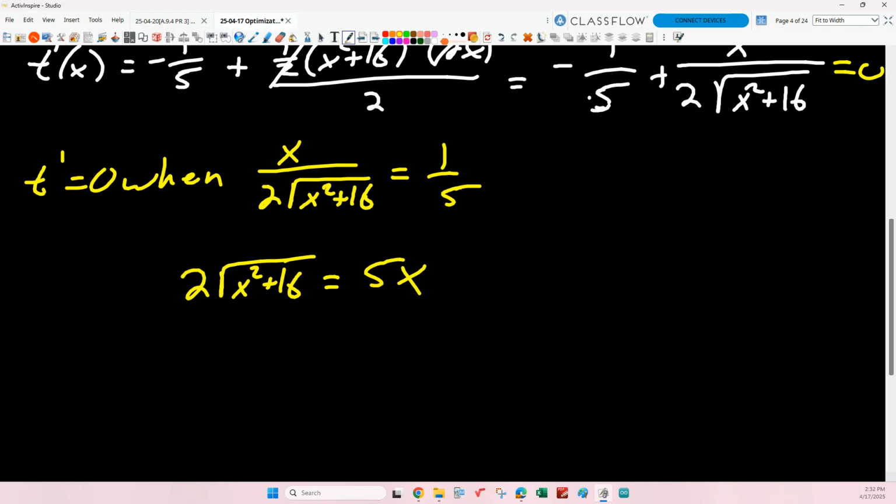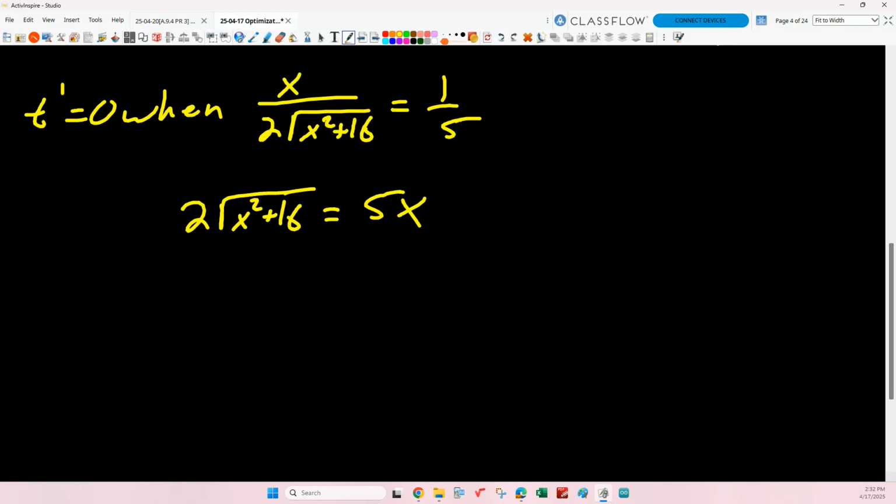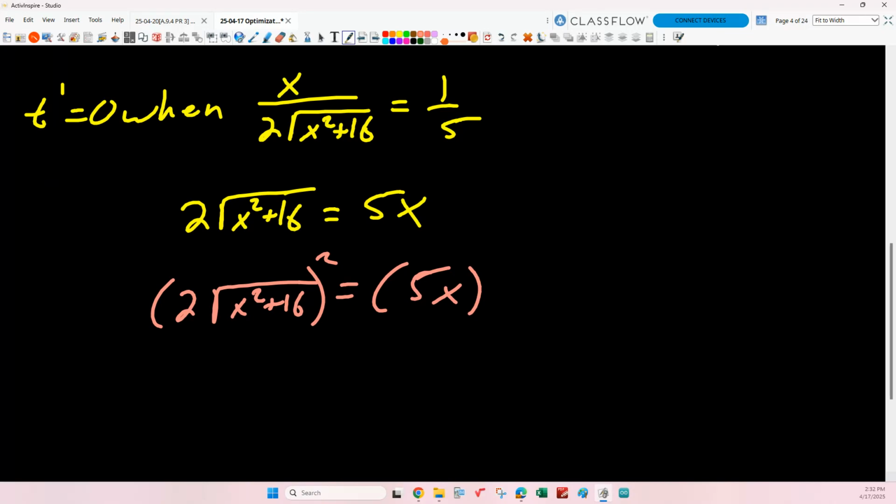We don't want to make a fraction out of the right side. We'll just square both sides. Multiply both sides by, or divide by 2? Well, you could, but then I'm just going to get a fraction over here that I've got to square. Let's just square both sides completely. Okay, so if we square both sides, we're going to get the quantity 2 times the square root of x squared plus 16 squared equals the quantity 5x squared.